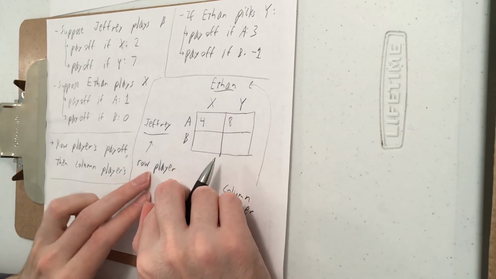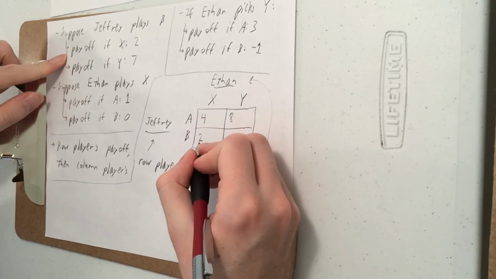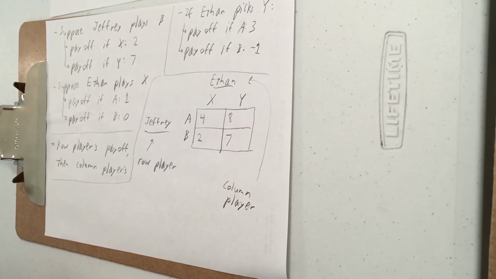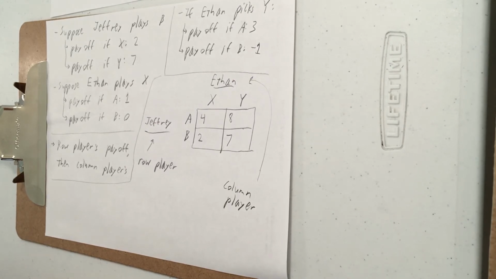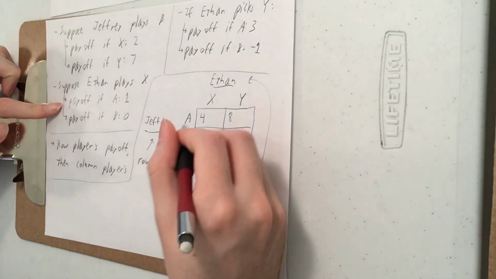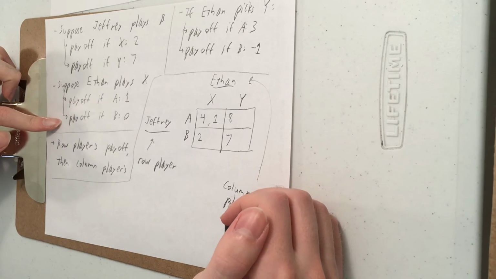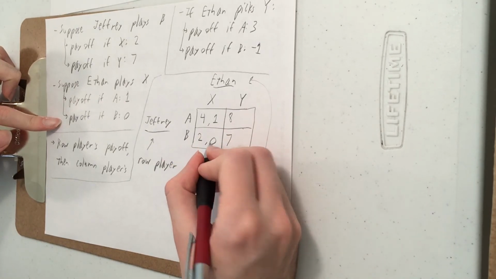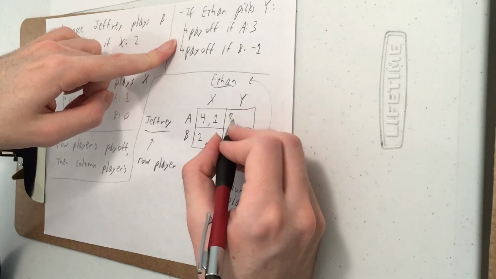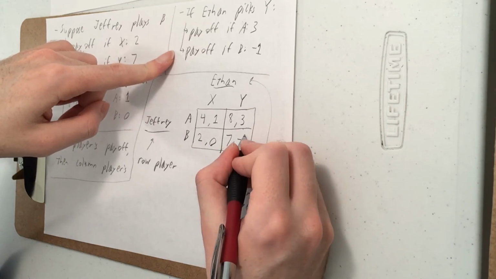So I'll fill in the rest of Jeffrey's payoffs here. So if Jeffrey plays B, he gets 2 if Ethan plays X, and he gets 7 if Ethan plays Y. So we've written out all of Jeffrey's payoffs. Now let's fill in Ethan's payoffs. So if Ethan plays X, he gets 1 if Jeffrey plays A. If Ethan plays X and Jeffrey plays B, then Ethan gets 0. If Ethan plays Y, then he gets 3 if Jeffrey picks A. He gets -1 if Jeffrey plays B.